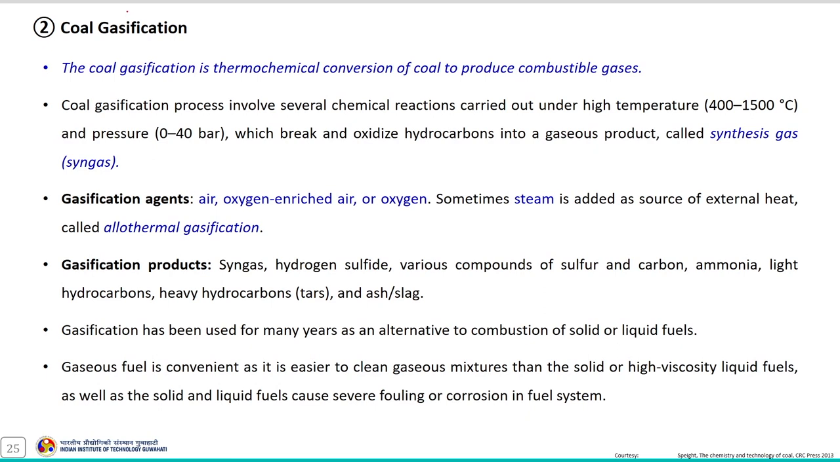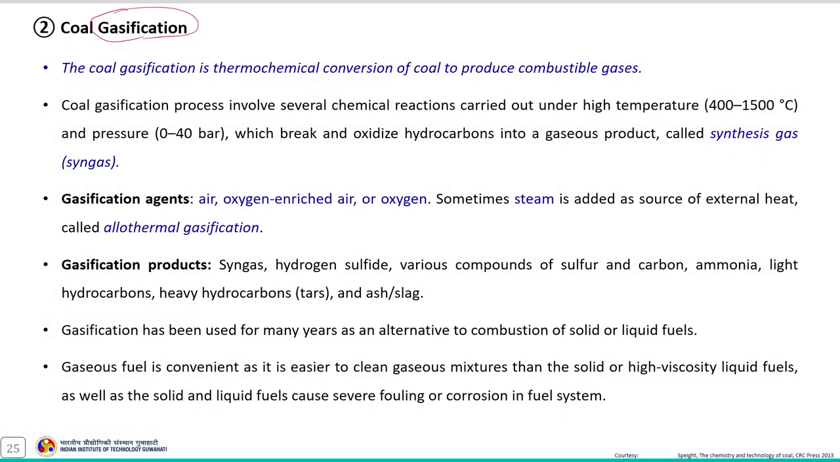So, another important process in the solid fuel is coal gasification. Coal gasification is a thermochemical conversion of coal to produce combustible gases, and this is one of the most widely used processes, which involves chemical reactions carried out under high temperature, that is in the range of 400 to 1500 degree Celsius, and pressure between 0 to 40 bar. And during this condition, it breaks down and oxidizes the hydrocarbon into a gaseous product called synthesis gas, and commonly referred to as syn gas.